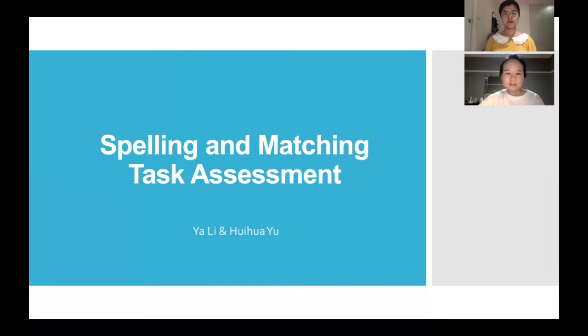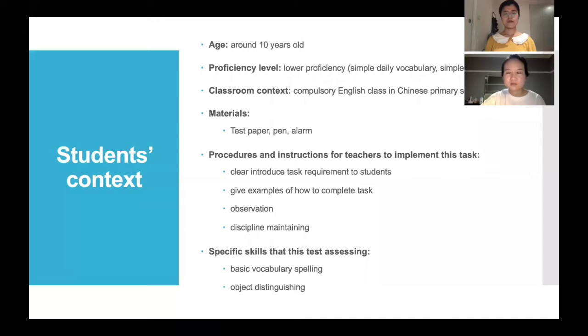Now let's look at the background of the students. The student group is around 10 years old. They are low proficiency, only mastering some basic vocabulary and simple sentences. The classroom context is a compulsory English class in a Chinese primary school. In this test, we will use paper, pens, and an alarm as the materials.